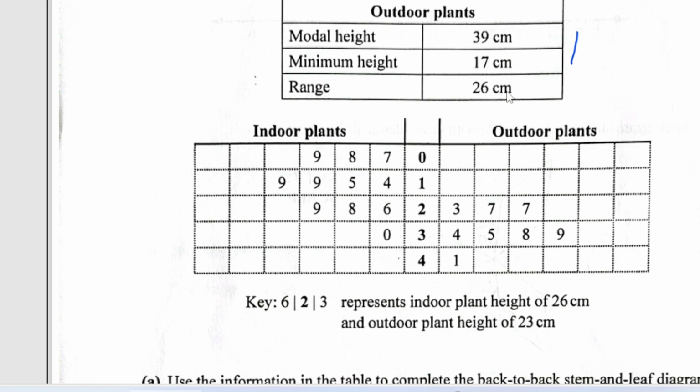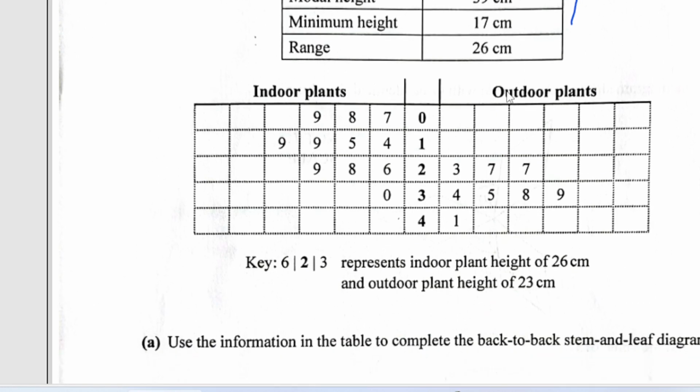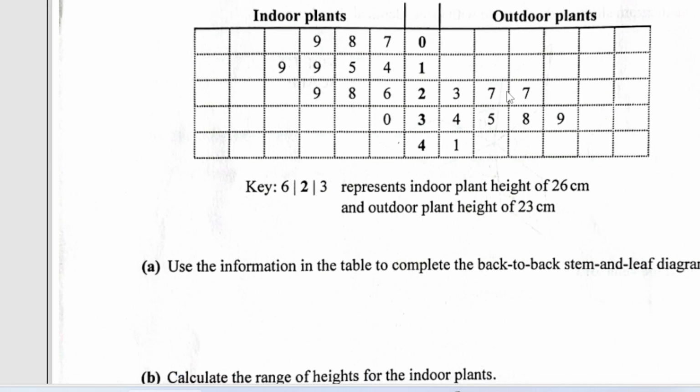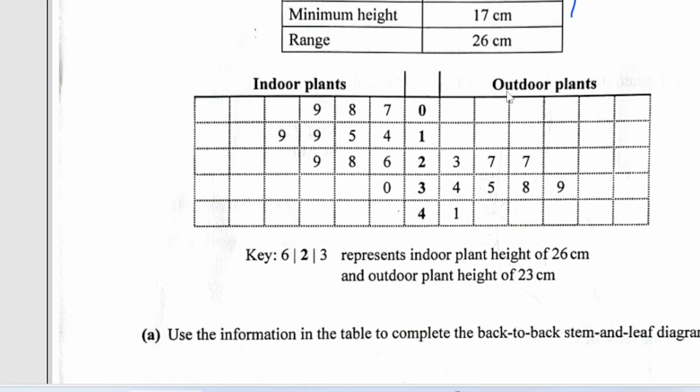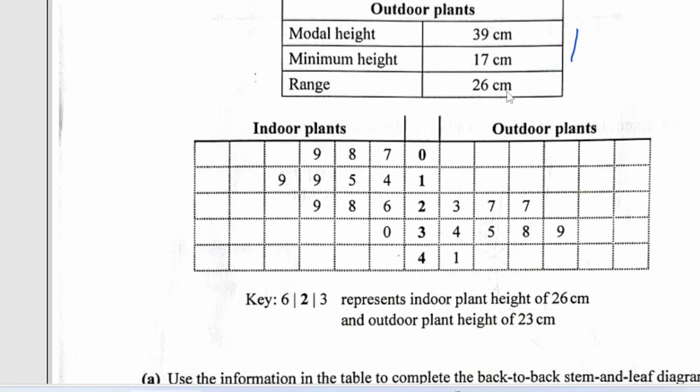So the key is given here. You all know about the key. Now use this information in the table to complete the back to back stem and leaf diagram. So we are using the given information to complete this one. First, we are given the mode height. Mode height is 39, so that means 39 is repeating more than once, right? And minimum height is 17 for outdoor. Remember, we are just talking about outdoor plants. Minimum height is 17, but here the minimum height is given as 23, so that means we should have 7 here, right? So that's how we make the minimum height. So we have used this information.